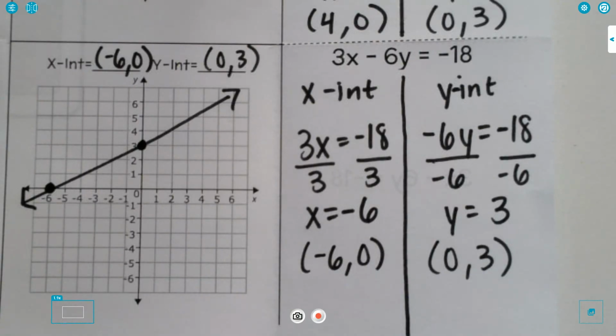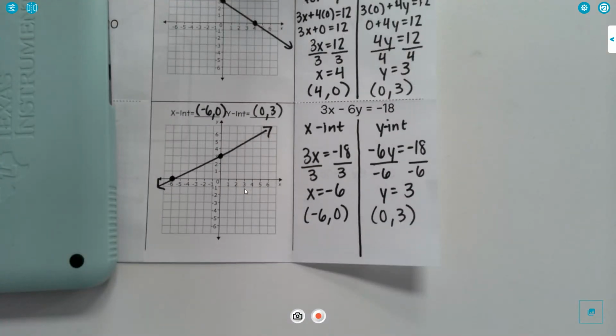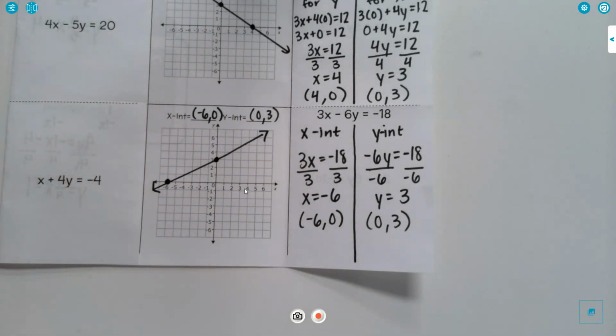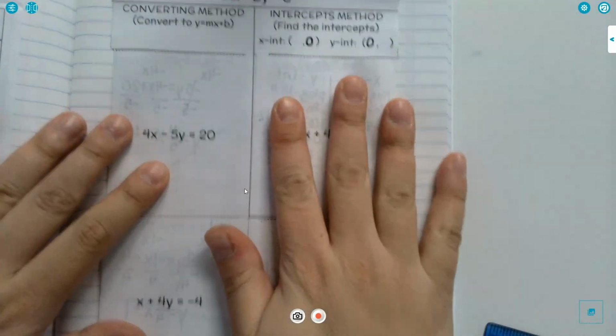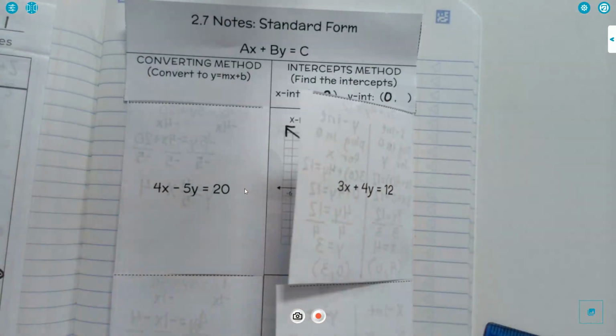Okay, this should fit perfectly in your notebook. So in your notebook, you can just, after your 2.7s, or 2.6s, this is 2.7, you could just stick this right here. Fits perfectly. By the time you fold in those flaps, it's its own page.